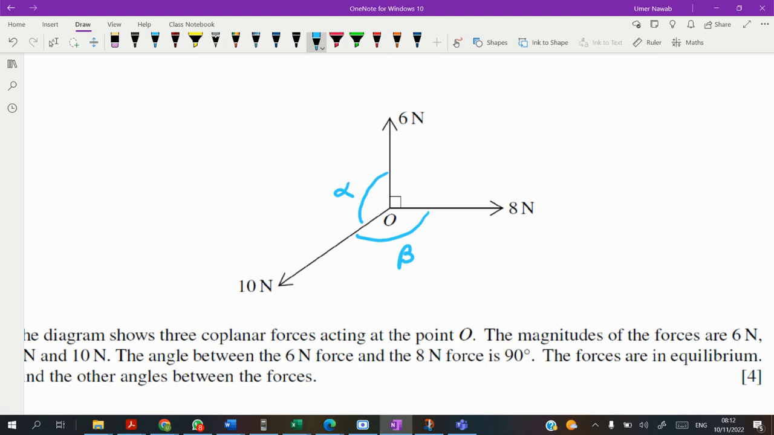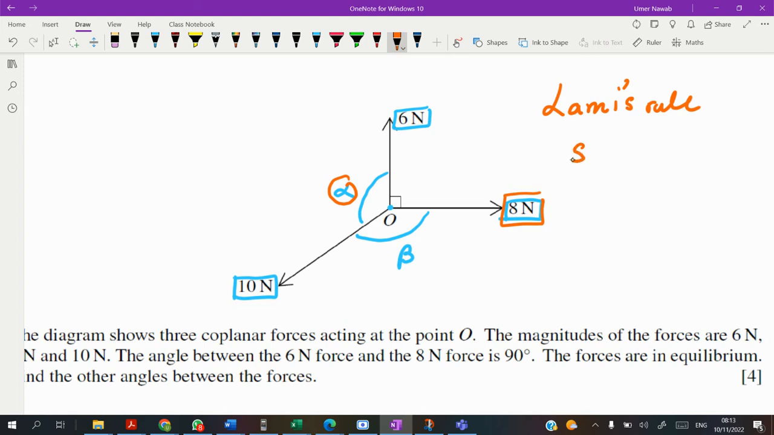I think when all three forces are given acting on the body here at point O, and the system is in equilibrium, we can use Lamy's rule. Lamy's rule is basically a sine rule. How? This is alpha, and the opposite force to alpha is 8 Newton.